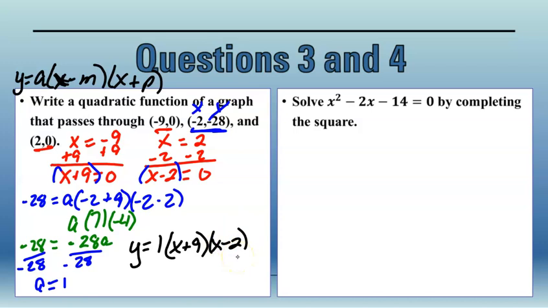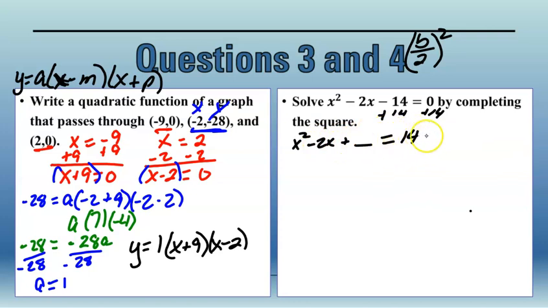Question 4. Solve x squared minus 2x minus 14 equaling 0 by completing the square. And the formula for completing the square would be b divided by 2 squared. So the first thing I'm going to do is get this minus 14 to the other side. So I'm going to add 14 to both sides. And now I have x squared minus 2x plus blank, because I'm going to complete the square, equals 14 plus blank. Because remember, whatever I do on one side, I must do on the other.